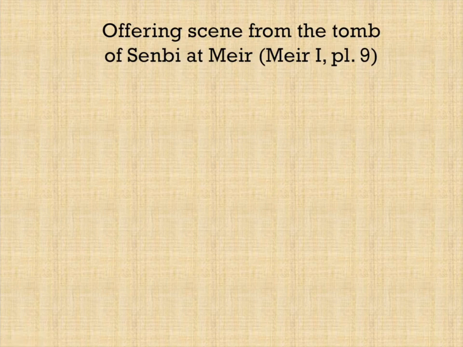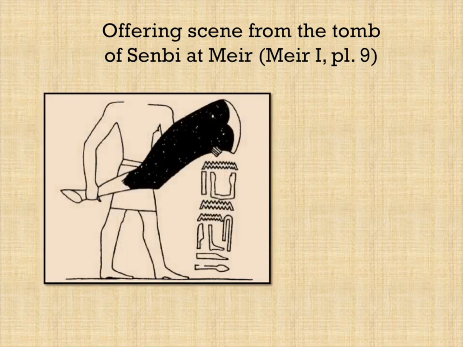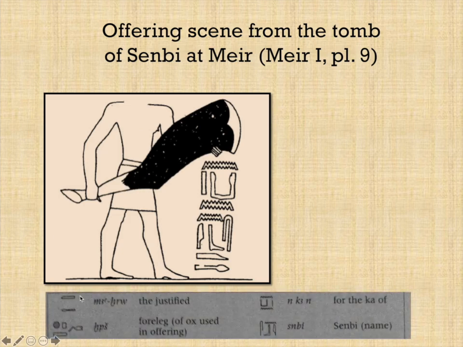This is an offering scene from the tomb of Sinbi at Meir, and it looks like this. Now we see a person here holding an ox leg. Now we would think, well, this must be a picture and this is actually the Egyptian, but in fact this is the first word of the inscription here. The Egyptians mixed artistic expression with their language very freely. And so we have a vocabulary list. This is down here. This is ma'acheru. This is the justified.